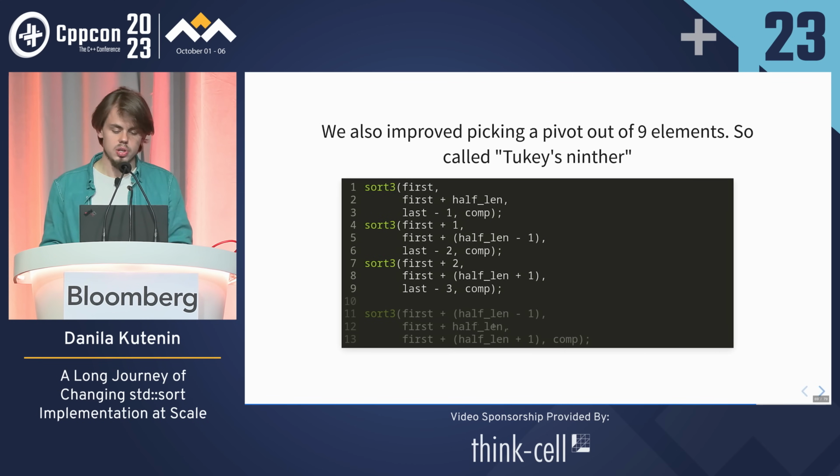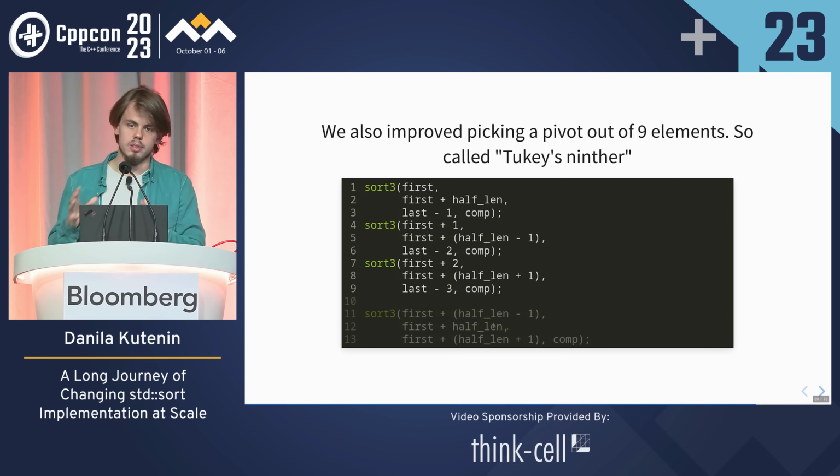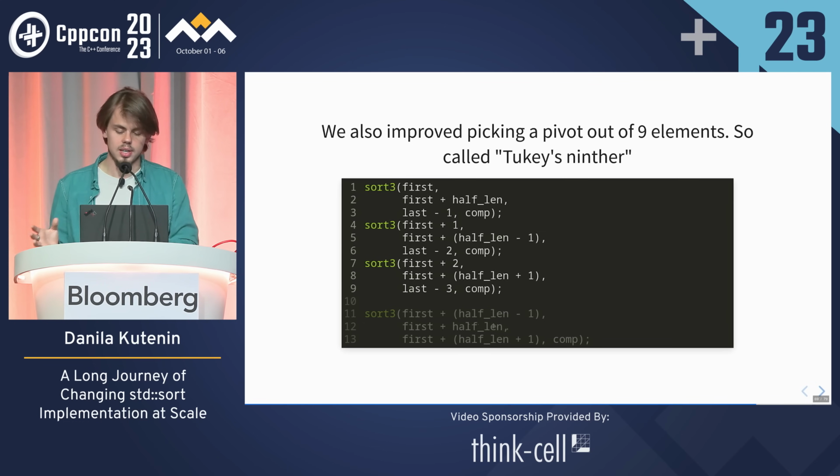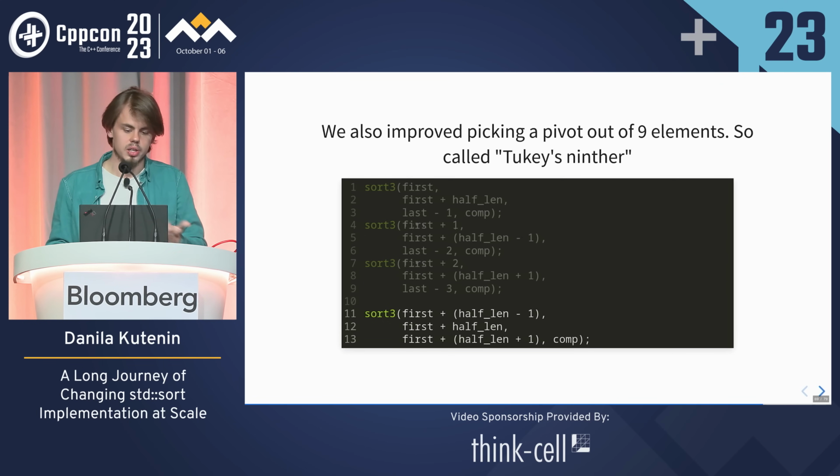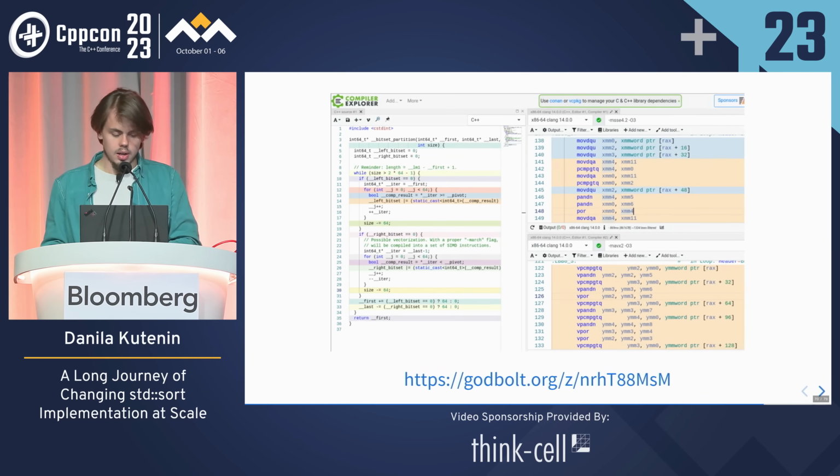And another change that we decided to do, which is more relevant to pattern defeating quicksort, is the so-called Tukey ninther. When you want to find any element which partitions quicksort, it's called pivot. You take 9 elements, find the median in every 3, and find the median out of these 3 medians. That's called Tukey ninther. And this proved to be really good for random data and reduces the number of comparisons overall. This is Godbolt, which shows that block quicksort is really nicely vectorized when you compare a lot of integers.